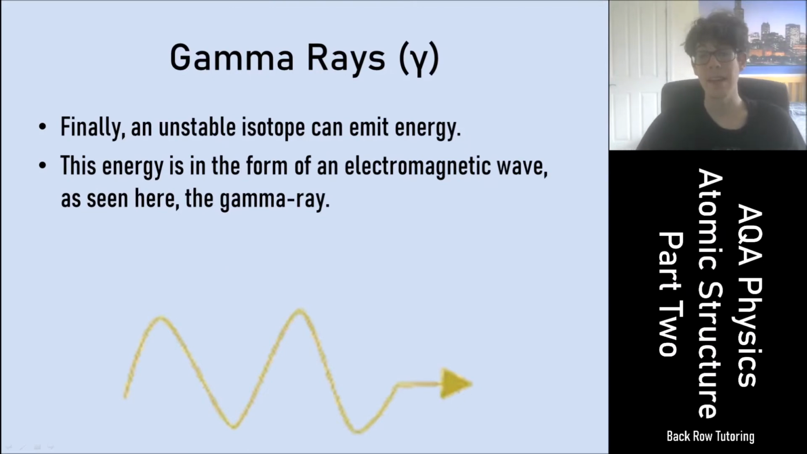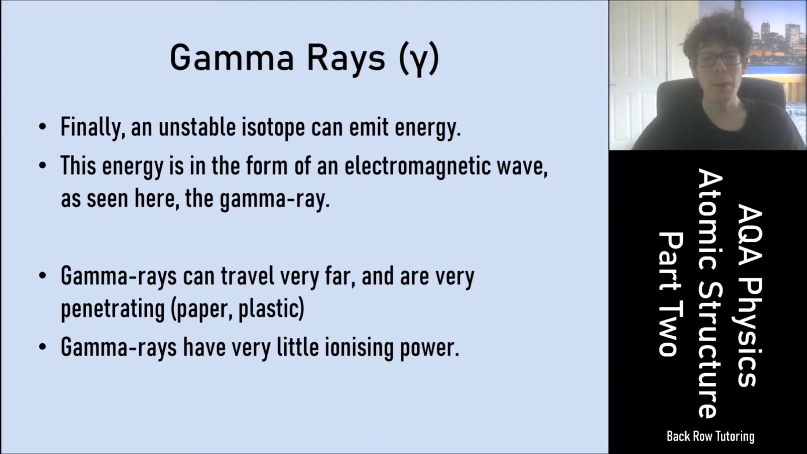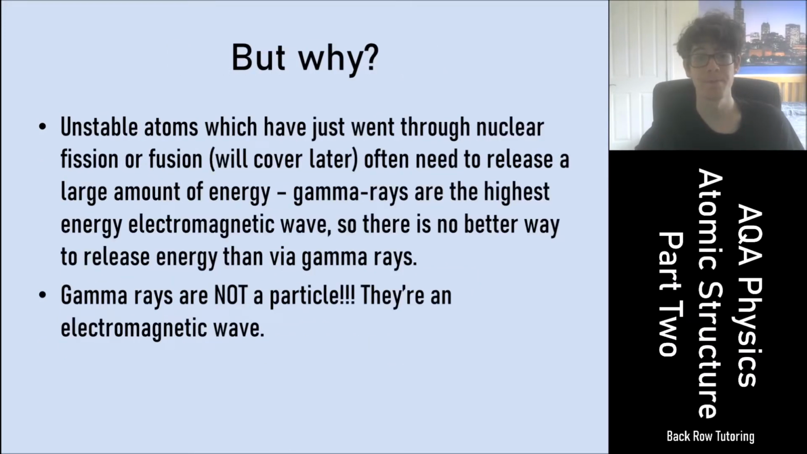Finally, an unstable isotope can emit energy. This energy is in the form of an electromagnetic wave, as seen here, the gamma ray. Gamma rays can travel very far and are very penetrating, so gamma rays can go through paper and they can even go through plastic. But gamma rays have very little ionizing power, so despite the fact that they can travel further and through more things, when they actually get to a person or a thing, they don't ionize as much as beta particles, or anywhere near as much as alpha particles.